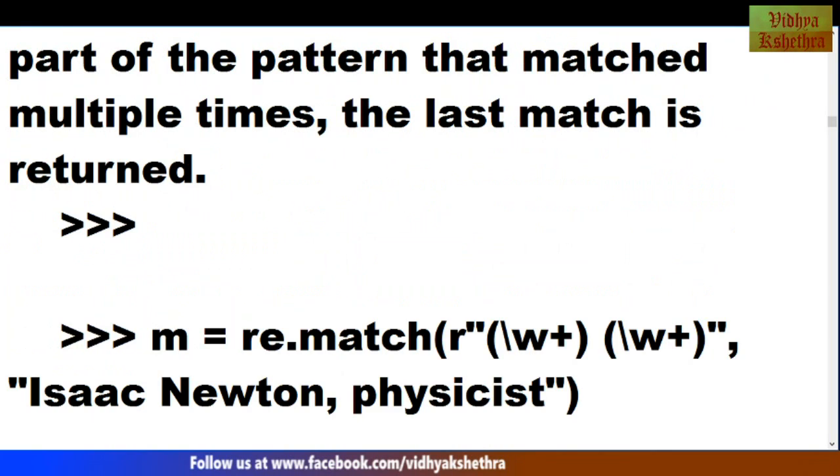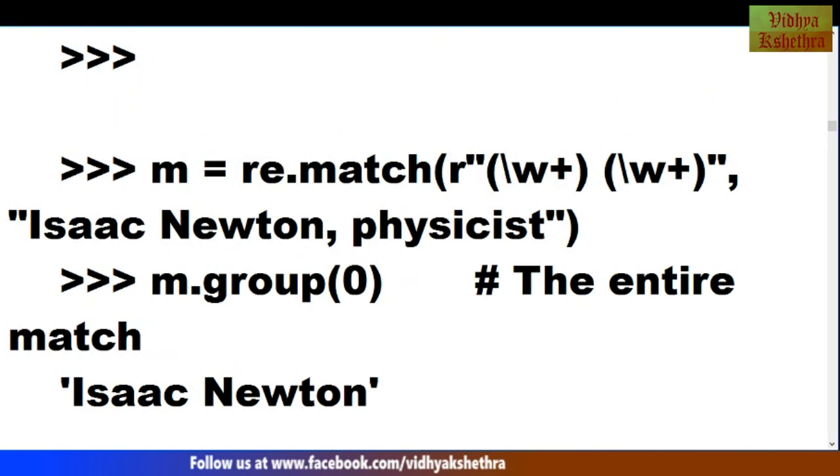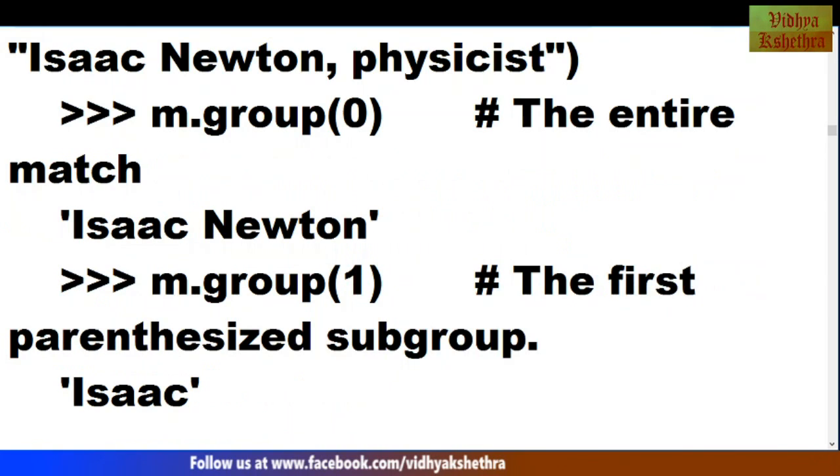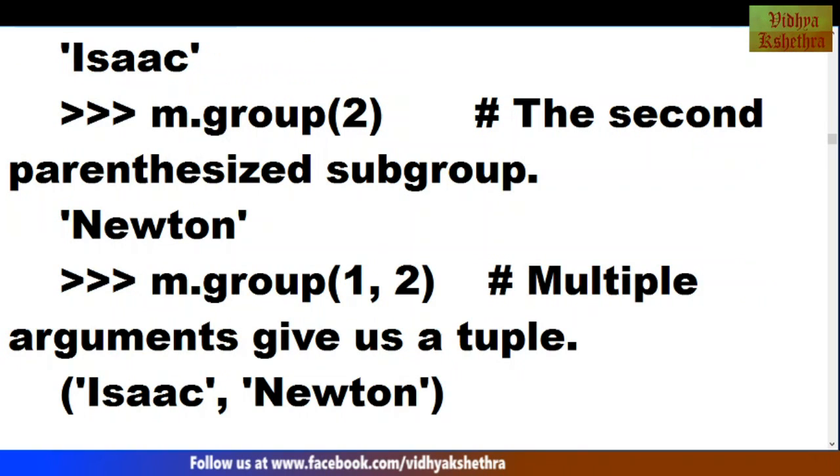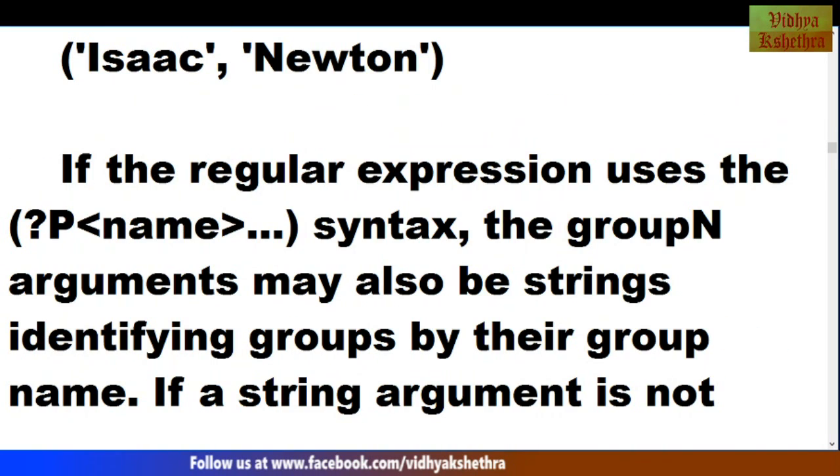Here, in this example, we have matched two groups of letters, that is r'(\w+) (\w+)', to the string "Isaac Newton, physicist". m.group(0) will return the entire match, and m.group(1) will return the first parenthesized subgroup, and group(2) will return the second parenthesized subgroup. And if we put m.group(1, 2), it will return a tuple.